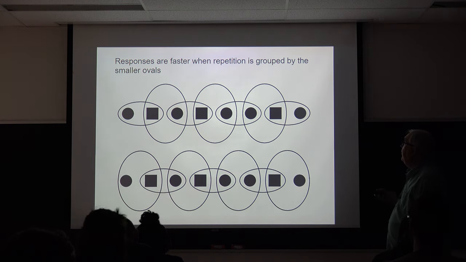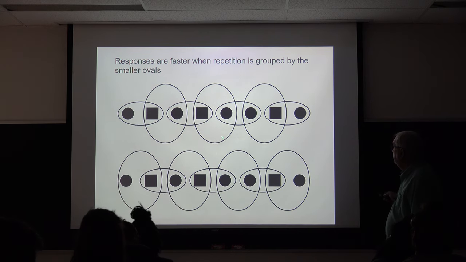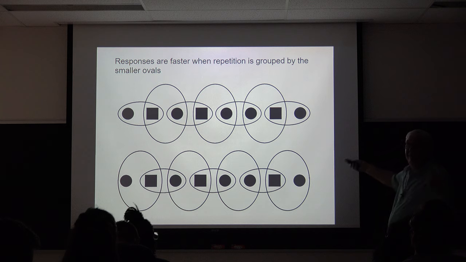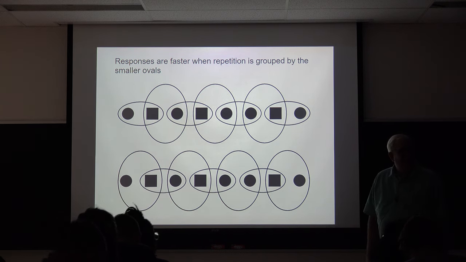And you can nest these things, so responses are faster when the repetition is grouped by the smaller ovals, this one, than if they're grouped by the bigger ovals here. And there's a whole cottage industry of research on this stuff. I'm just giving you a flavor of what it's like.